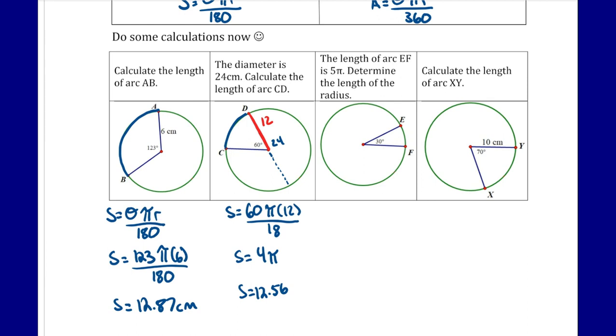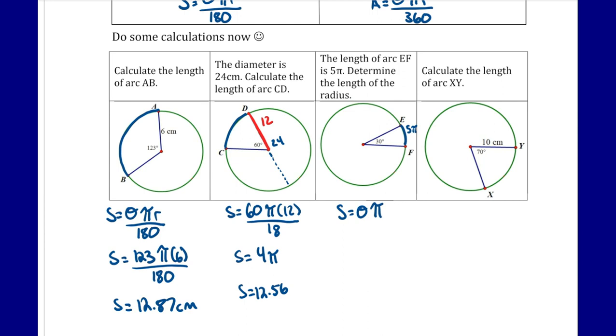Next one, determine the length of the radius of the arc EF. We know this length is 5 pi, and we have the measure of the arc, and we want to figure out what the length of the radius is. So here we're going to use our formula again. I'll rewrite this formula just because we're going to be using it a little bit differently.